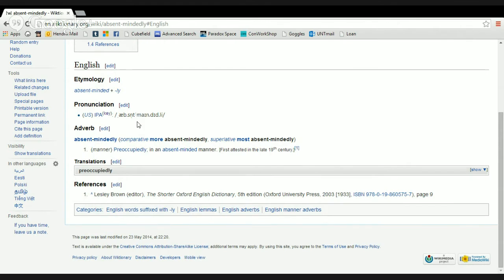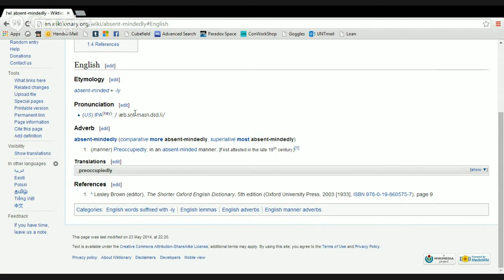Another little hint, if you see these little apostrophes, sometimes in dictionaries they'll do this. This apostrophe tells you where the stress goes in the word. In this word, the apostrophe comes before it, so this syllable is the stressed one. So it's not absent-mindedly or absent-mindedly. It's absent-mindedly. You have to put the emphasis on mine, the strong intonation in mine. Yes.